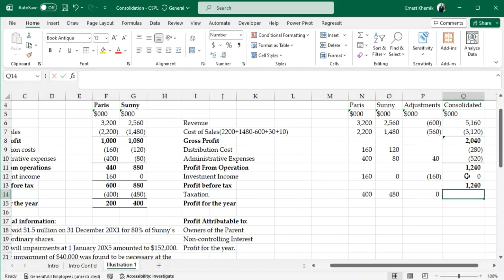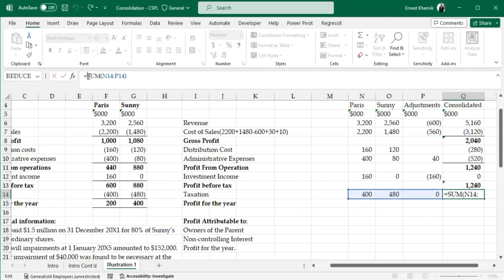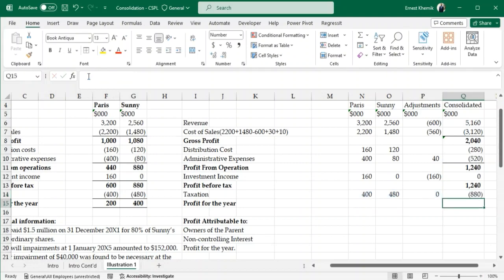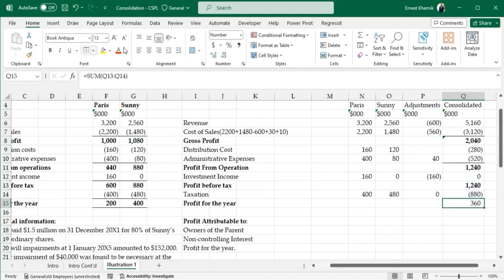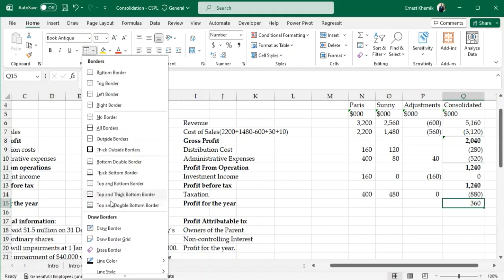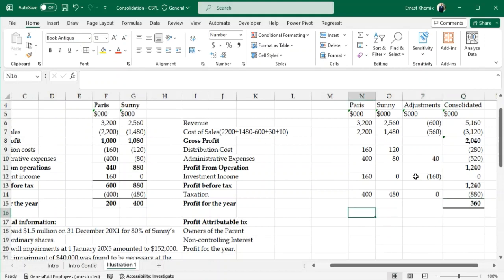So I have my alt equals and sum everything here together. So that gives me 880. Let me put that as a negative figure. And then I'm going to sum these together. So I'll have my alt equals here, and then I'm going to sum that together. And so our profit for the year becomes 360,000. Let me put that nicely. Then let me bold it as well. All right, so that is our profit for the year.